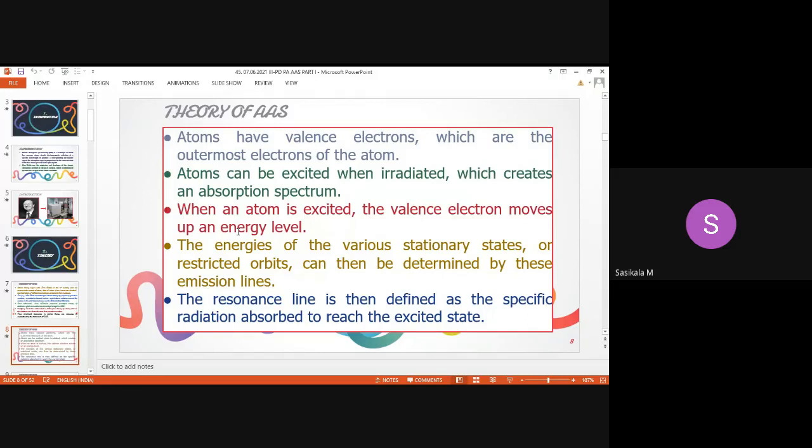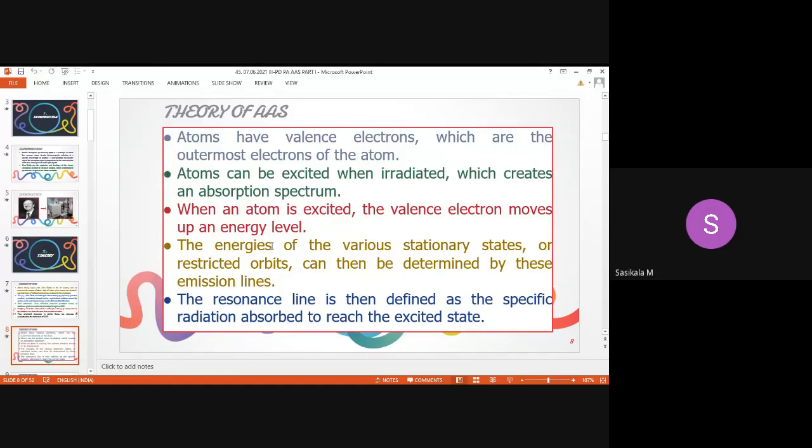So the maximum radiation required to reach the excited state, that is lambda max, is called the resonance line. Resonance means two states are in equilibrium. Note down this term, you will get resonance in all the spectroscopic methods. Resonance means two states in equilibrium.